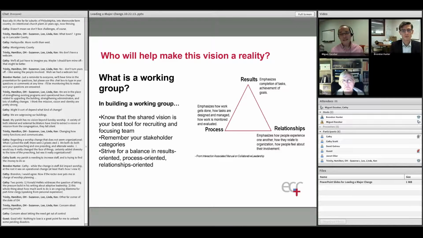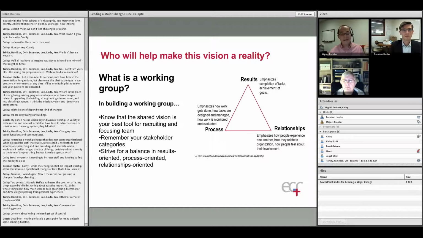This is a group who has a very, very specific purpose, which is to help make this vision a reality. In recruiting people for this working group, know that the shared vision is your best tool for both recruiting and for focusing your teams. You want representation from your stakeholder categories, especially those who are responsible for making key decisions.